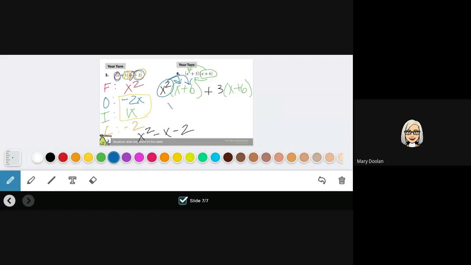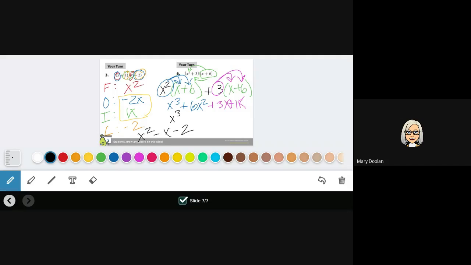So x squared times x is x cubed plus 6x squared. And then we're going to distribute here. 3 times x is 3x. 3 times 6 is 18. And then we're going to combine our like terms, which doesn't look like we have any, okay, because they all have different powers on the variable. So all we're going to do is just rewrite it in standard form.